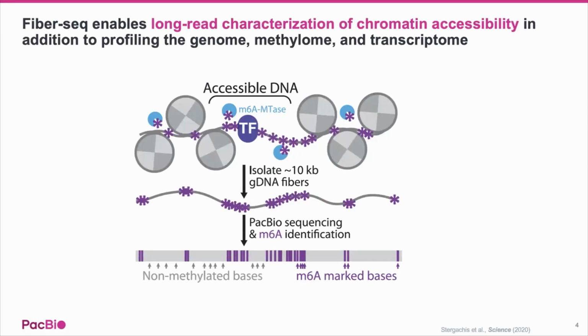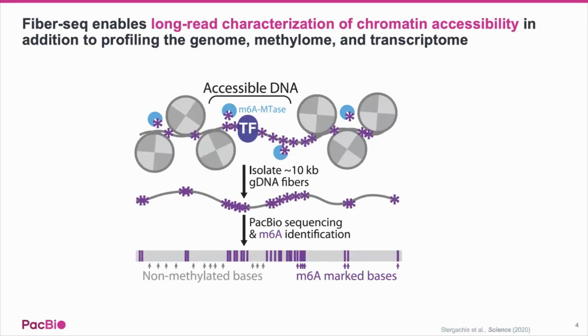An additional step can be taken before DNA library preparation using a technique called FiberSeq that allows the ability to examine chromatin accessibility without additional sequencing. The way FiberSeq works is to take cells and use a methyltransferase to artificially label the accessible chromatin regions with dense 6-methyl-A marks. Those are these little purple asterisks.